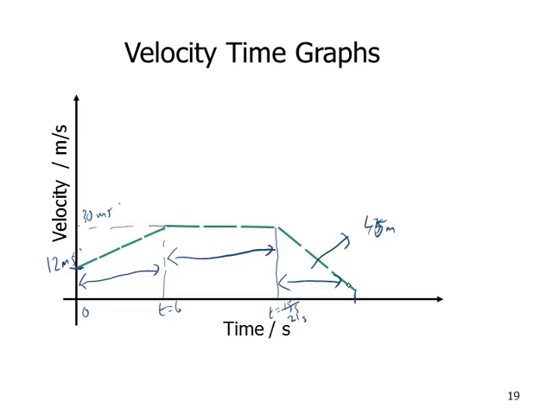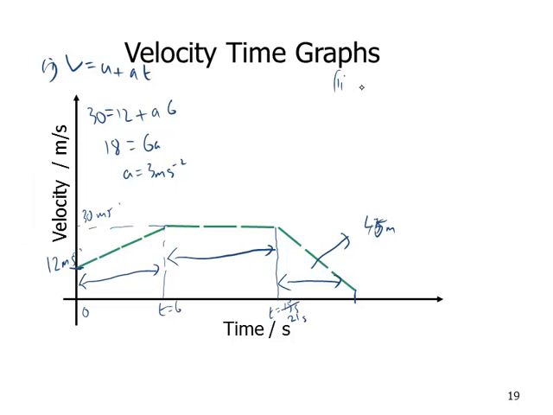Now, to solve this problem, the first part of the question asks us to find how much acceleration it's got. Now we've got v equals u plus at. We know the final velocity is 30, we know the initial velocity is 12, and we know the time is 6. So 30 equals 12 plus a times 6. Subtract 12 from both sides, we get 18 equals 6a. Acceleration is equal to 3 meters per second squared for that first section. So that's part 1 of that question done.